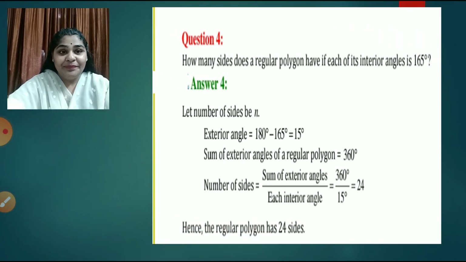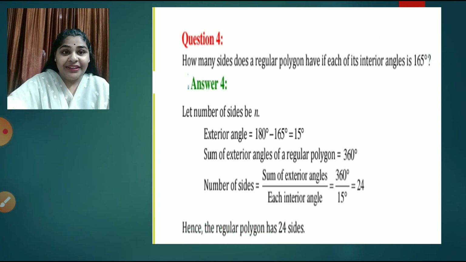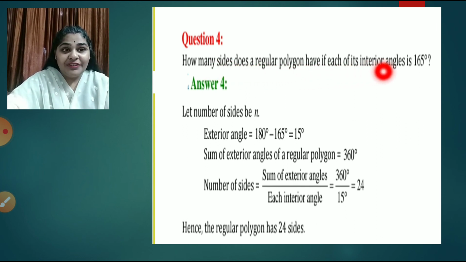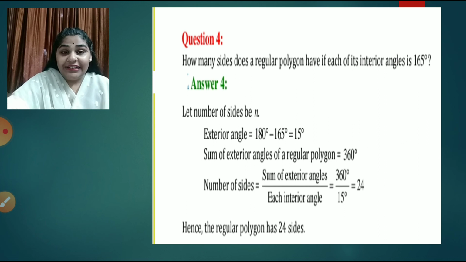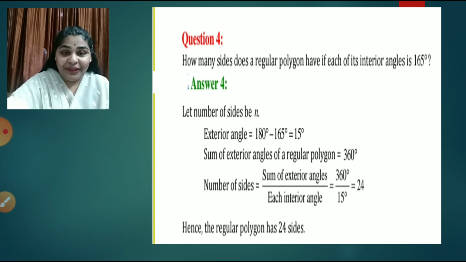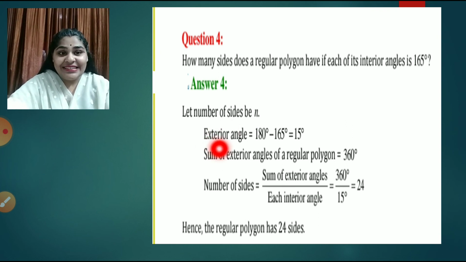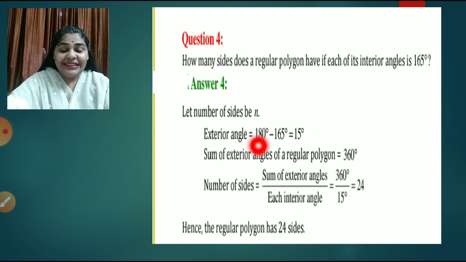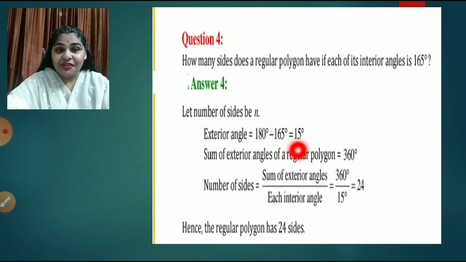Let us proceed. Now you can see here question number 4 is, how many sides does a regular polygon have if each of its interior angles is 165 degrees? Now children, your interior angle is given, not the exterior one. But we can find the exterior one. How? I have told you the interior and the corresponding exterior angle form a linear pair. That means the sum will be equal to 180 degrees. So exterior angle is equal to 180 degrees minus the interior angle. Given interior angle is 165 degrees, so that is equal to 15 degrees.